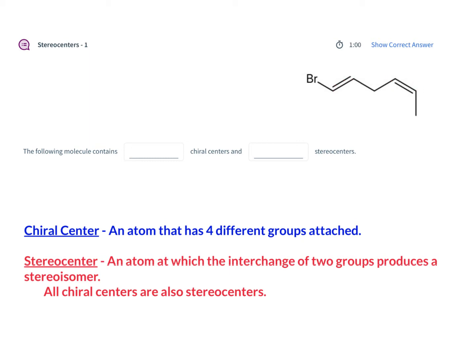Alkenes are never chiral centers. And the only other atom we have left is the CH2, and since there are 2 hydrogens on that carbon, it's not a chiral center. So this molecule has 0 chiral centers.